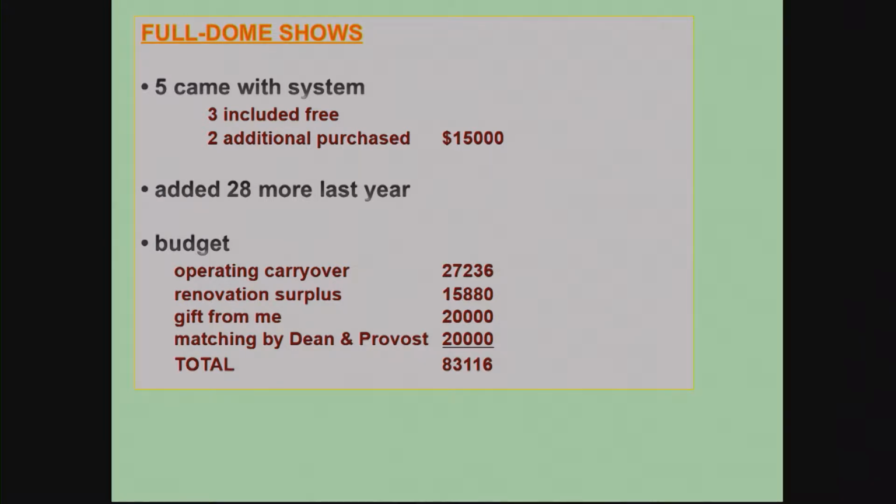That sounds like a lot. But that had taken 20 years to build up. And the university was challenging all carryover, so I was under some pressure to spend that down. I didn't spend it to zero, but I spent about $27,000 of it. Then we had an agreement with the renovation fund, which was $500,000, and we came in under budget with that, that whatever was left over would be used to buy full dome shows.